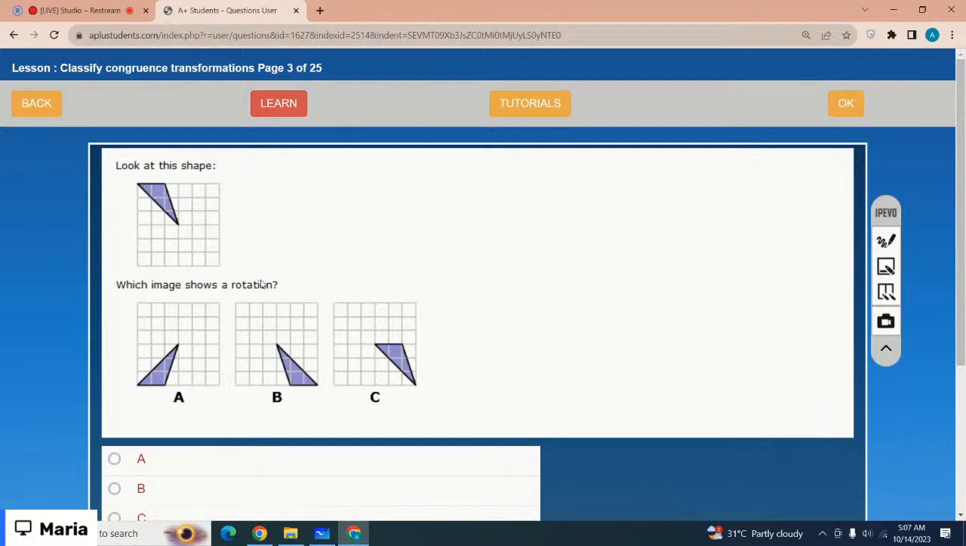Okay, look at this shape. Which image shows a rotation? So, which is the correct option? Which one shows the rotation? A is the reflection, B is the rotation, and C is the translation. So, rotation is B. B is rotated along this point.